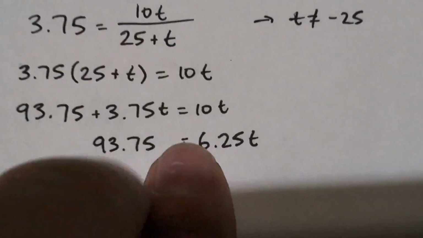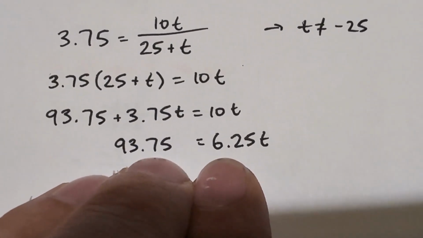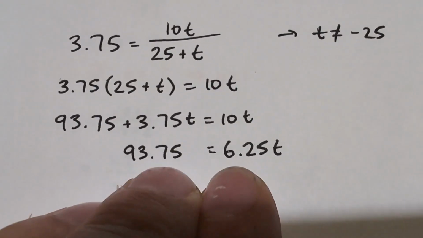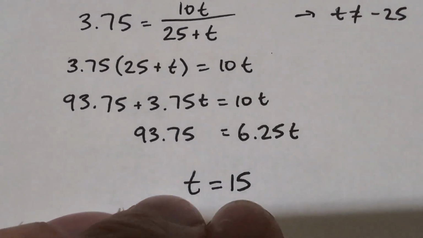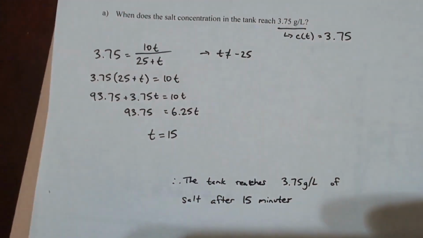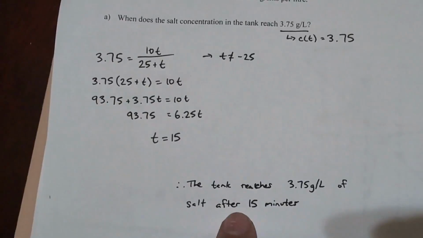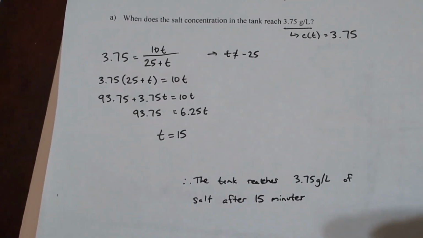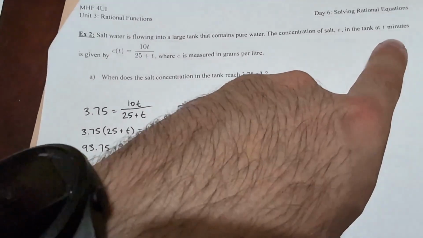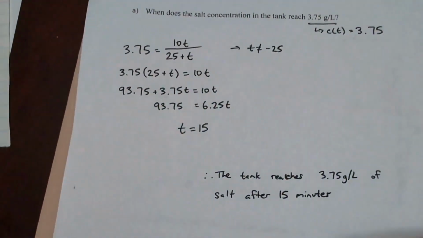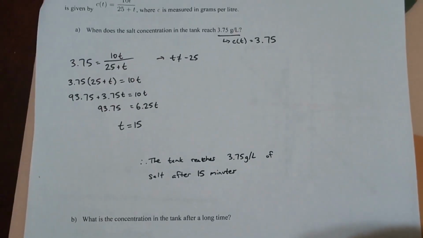And then I moved the t's to one side, the non-t's to the other, and divided by 6.25, and I get t equals 15. So I could say, well, therefore the tank reaches that salt concentration after 15 minutes, because this t was measured in minutes. So I'll zoom out and just let you take a look at that one.